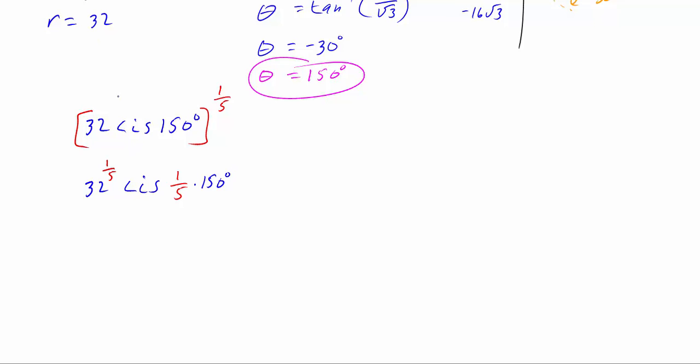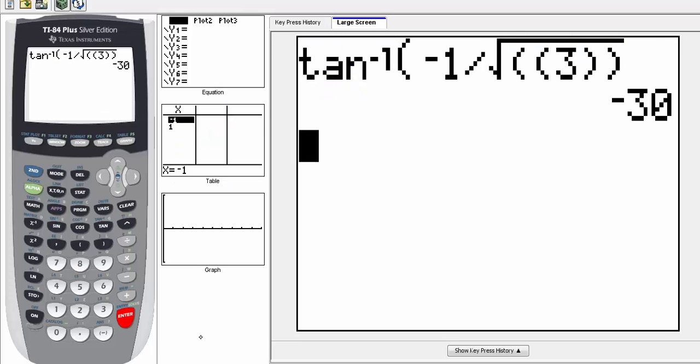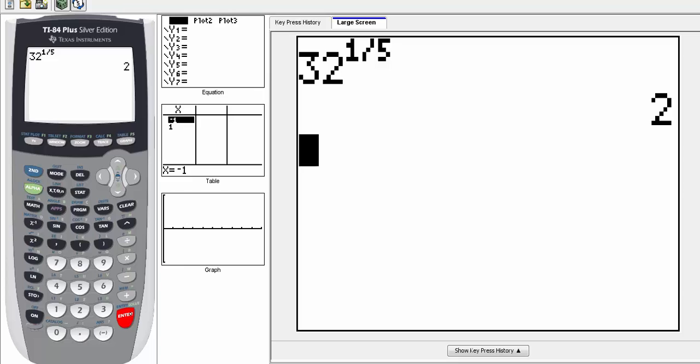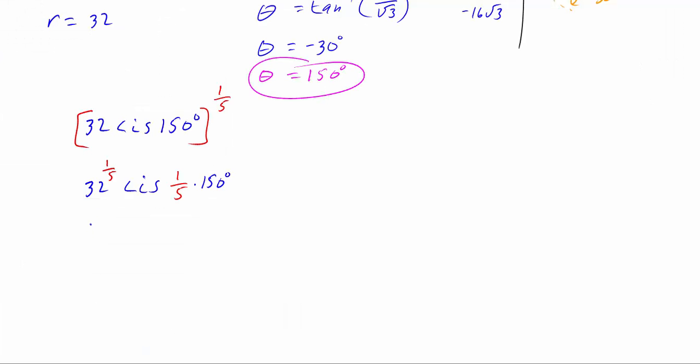So then if we were to take 32 to the 1/5 power, we could use the calculator here. 32 raised to the 1/5. Now it depends on your calculator. You may need to put this 1/5 in parentheses. We get 2, which we should know, because the fifth root of 32 is 2, since 2 to the 5th power does equal 32. So therefore 32 to the 1/5 is 2.